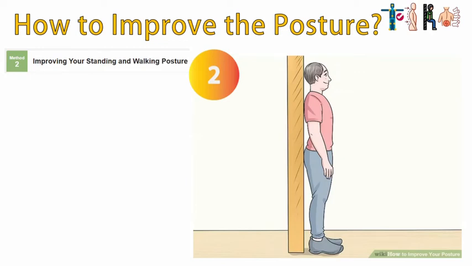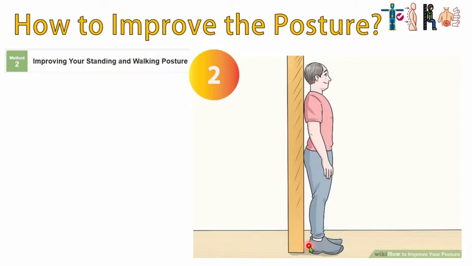Number two, use a wall. This one is a wall or a door. Use a wall to teach yourself the correct posture. Stand with your back against a door or a wall and touch the wall with the back of your head, then your shoulders and your butt. Your heels should be 2 to 4 inches, or 5.1 to 10.2 centimeters, away from the wall. So there is a distance here.